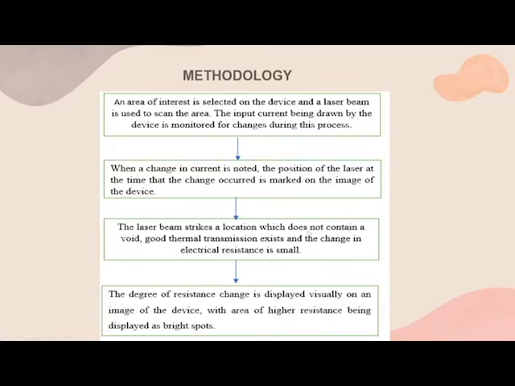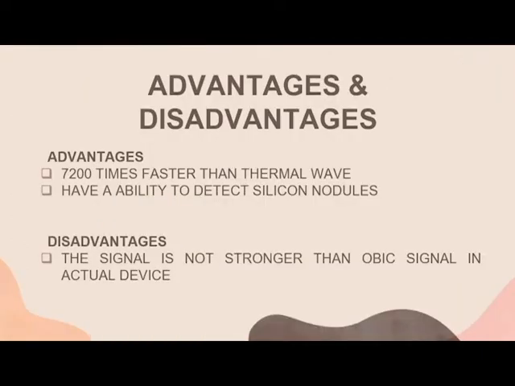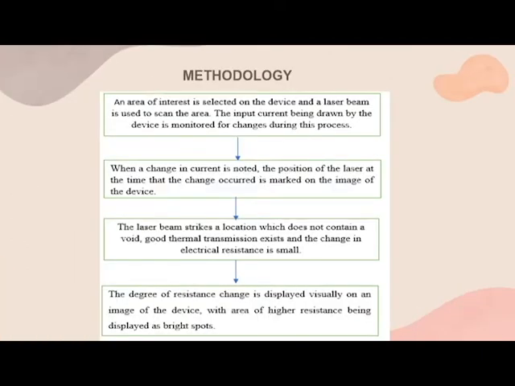If the area of interest does not contain a void or defect, good thermal transmission exists, and the change in electrical resistance is small. But if the area contains voids, thermal transmission is impeded, resulting in a larger change in resistance.